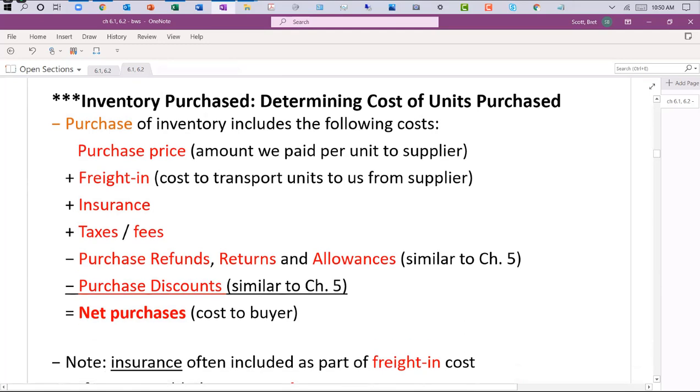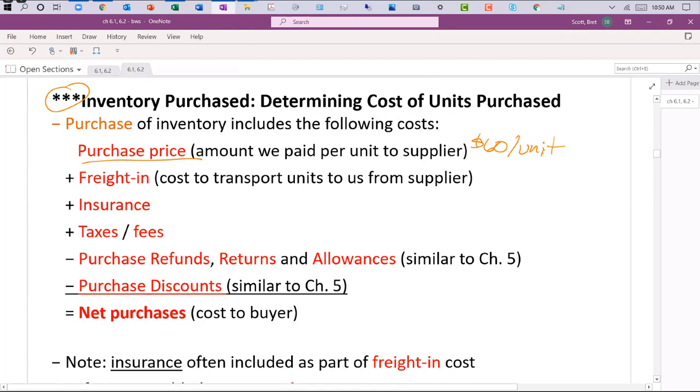inventory. Inventory purchased. Now, assuming that we actually own the title of the goods, what are all the different costs that determine the overall cost, the net cost to us? So typically we just talk about purchase price. So when we said, hey, I bought it at $60 per unit, that's how much the manufacturer charged me when I bought the thing.